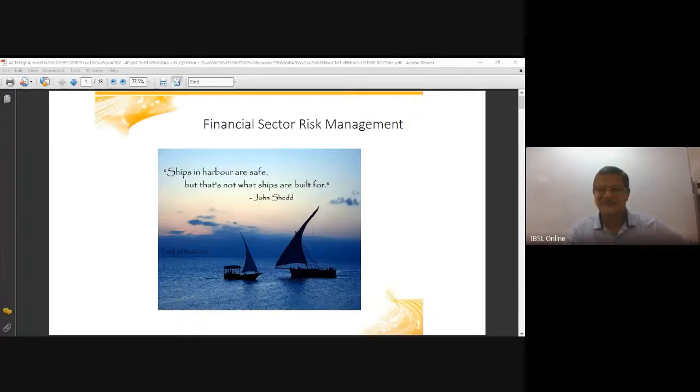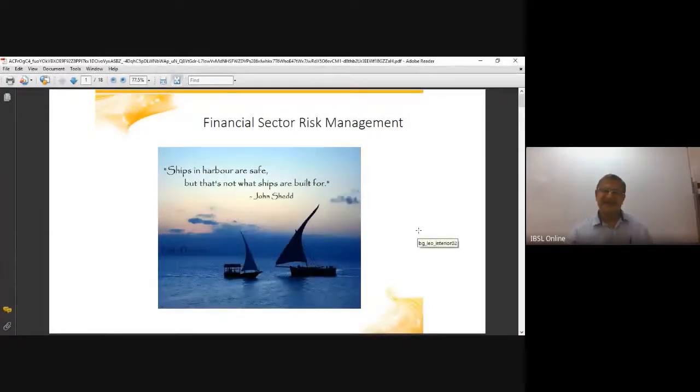Let's go to the subject matter directly. I named this financial sector risk management because I believe each and every one of you is employed in a financial institution. Risk management is a wide subject, so I limit it to risk pertaining to the financial sector, since you undertake business matters where the financial sector is concerned. So we'll go on.